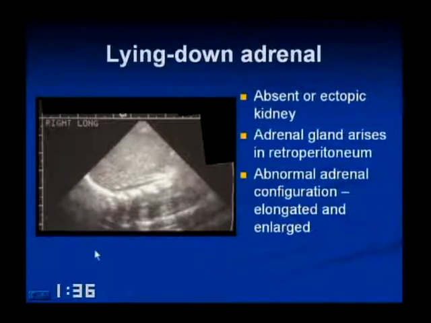The adrenal gland arises just below the diaphragm, and to form a normal shape, the kidney must intersect the adrenal. So when you see this elongated adrenal, you have to start thinking, what's the problem? Where's the kidney? So you have to go and look for a kidney. The kidney may be absent or it may be ectopic.